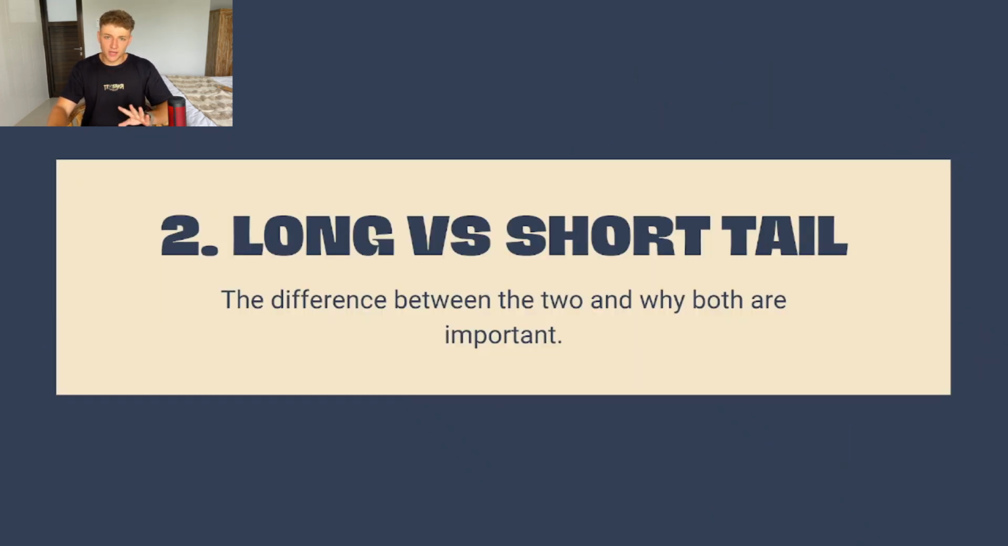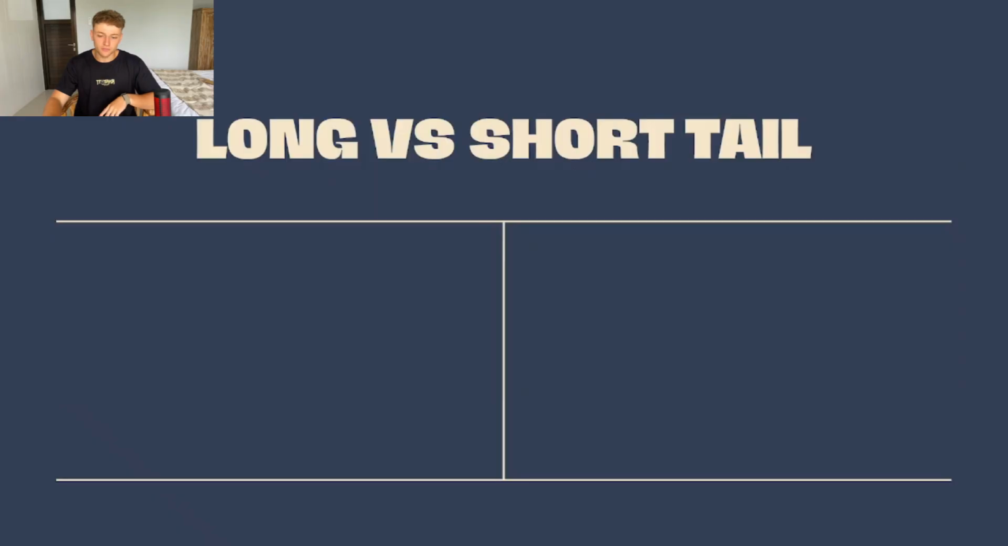So that's a very brief intro to keywords, and I'm going to move on to a little bit more depth and talk about long tail versus short tail keywords, the difference between the two and why they are both important. It's quite a simple thing to get your head around. Long tail is obviously longer form keywords, short tail, shorter keywords.